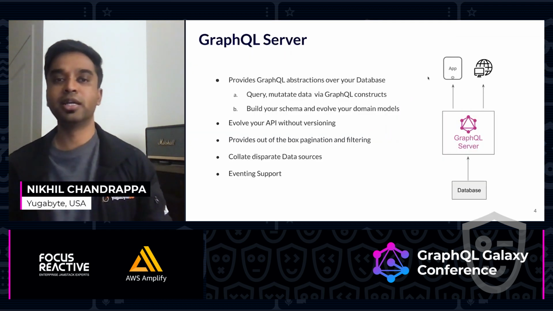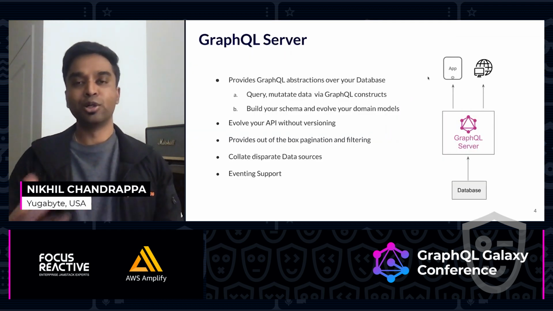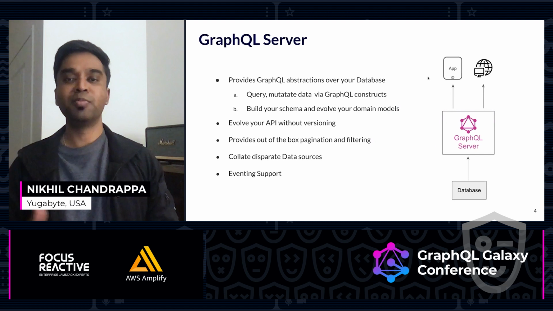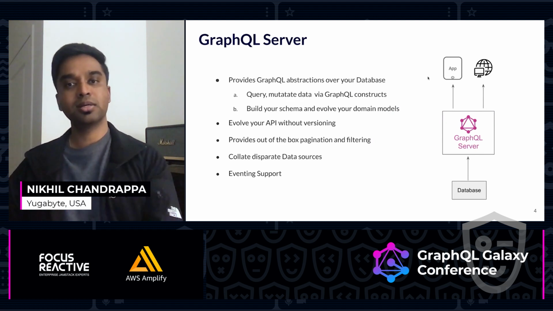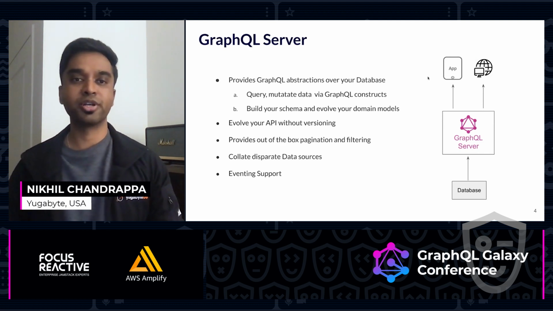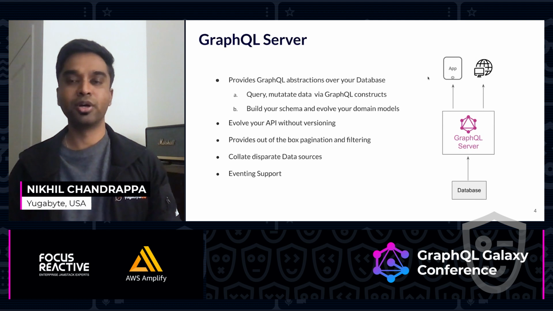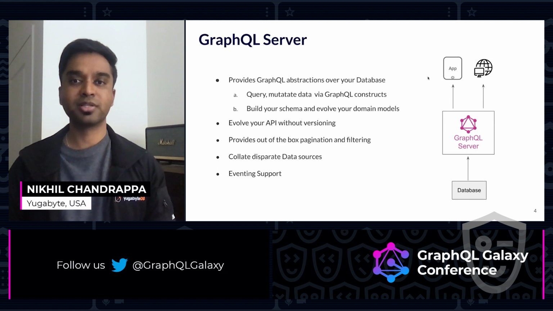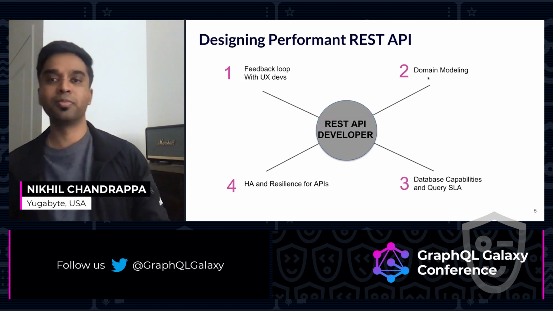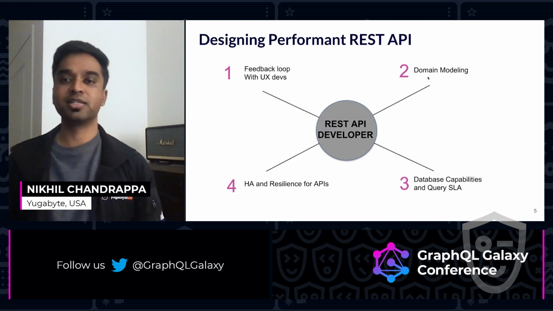For us, being a database company, on a daily basis we work with the backend developers and API developers. It made sense for us to understand the server-side concepts of a GraphQL architecture. The GraphQL server provides abstraction over the database for querying and mutating the data, and also a few other advanced features like pagination, filtering, eventing, right? We wanted to see how all these things fit in with the general REST API development that we generally see, right?